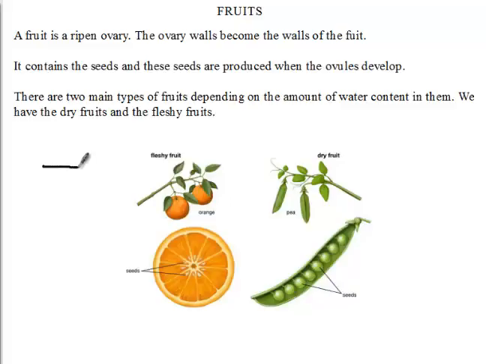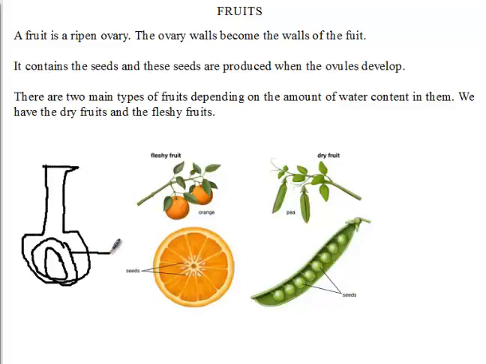So we have our carpel looking this way, with our ovary around this area, and this ovary contains the ovules. So this ovary will become our fruit, and these ovules will become our seeds.